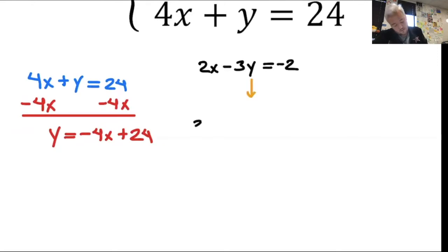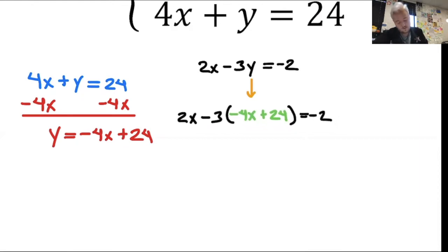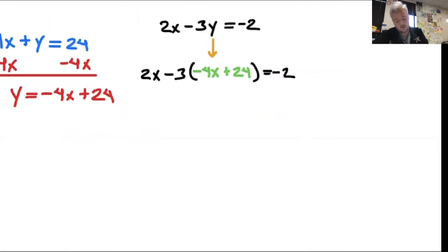All right, so I'm going to have 2x minus 3(-4x plus 24) equals -2. So now here, we want to solve for x. So I'm going to distribute.